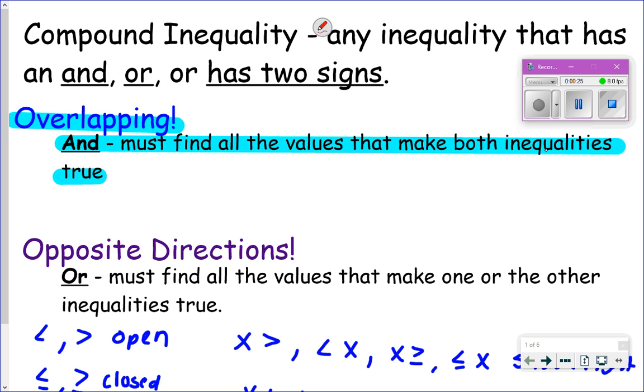So, and inequalities, that happens when things are overlapping. This stuff that's highlighted here, that means it's important, so you need to write that down in your notes. And means overlapping, and that means that we are finding all the values that make both inequalities true.